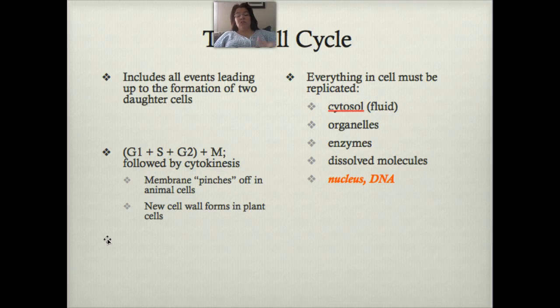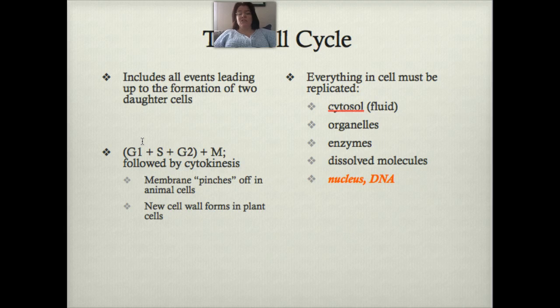The cytosol, the fluid in the cytoplasm, has to be copied. The cytoskeleton has to be copied. All of the organelles have to be copied. Any dissolved proteins have to be copied. Everything that's inside that cell that makes it what it is. And of course, the other thing that has to be copied is the DNA. Each chromosome has to be replicated. Then the nucleus has to divide into two. And then the cytoplasm can divide into two, producing two daughter cells.